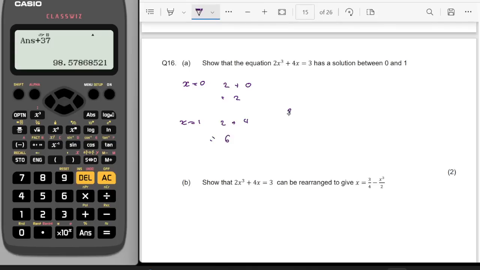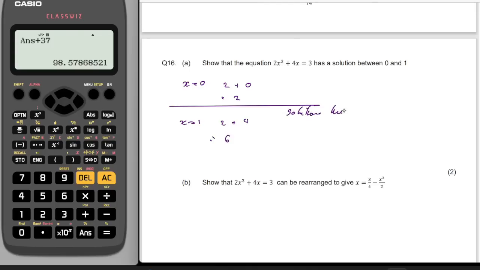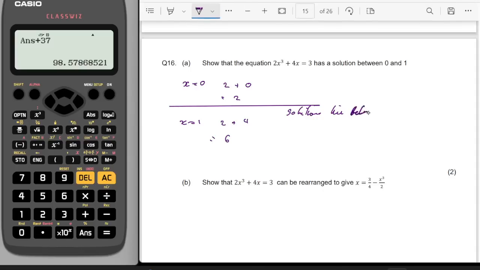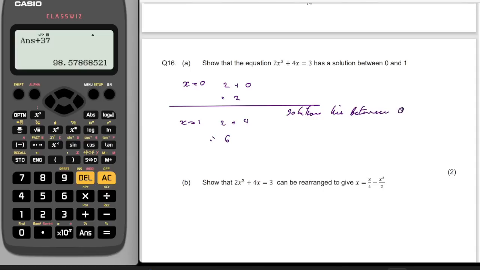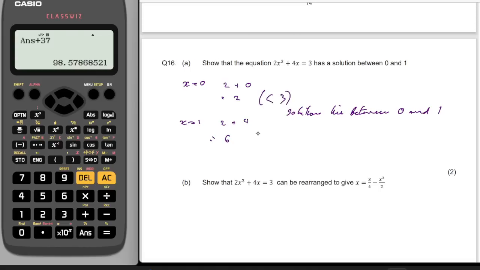So the solution lies between 0 and 1. So in effect, we said when x is 0, it's too small, it's less than 3. When x is 1, it's greater than 3. So the solution must lie between 0 and 1.